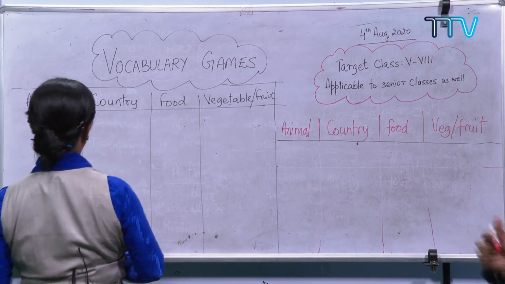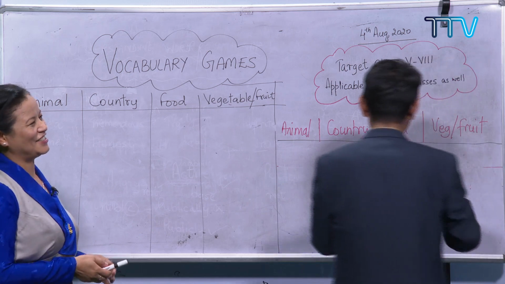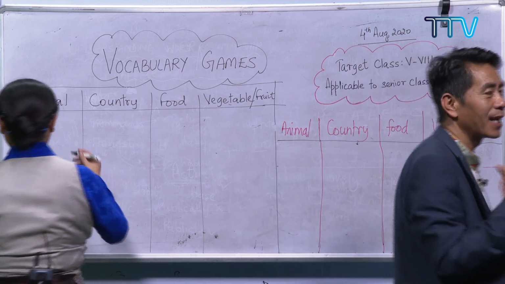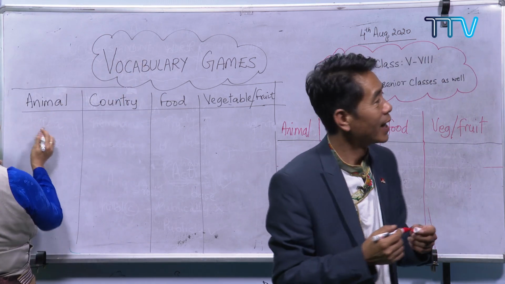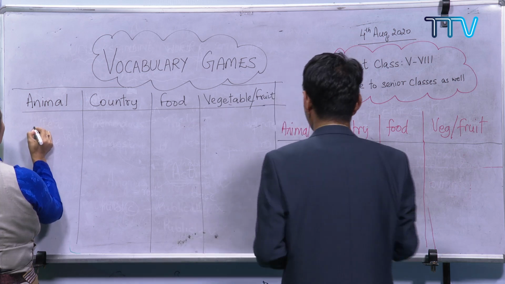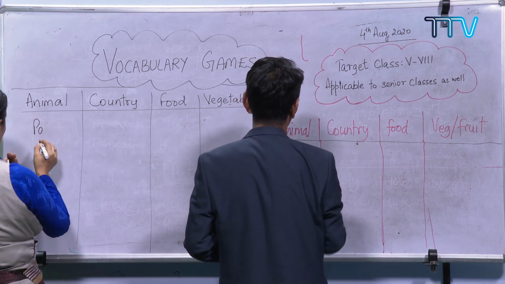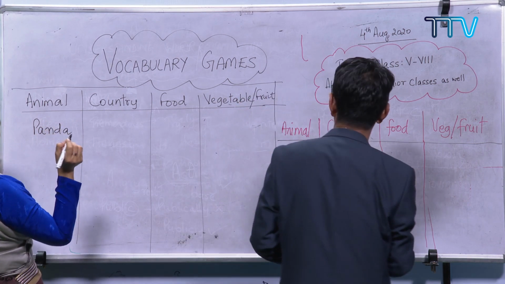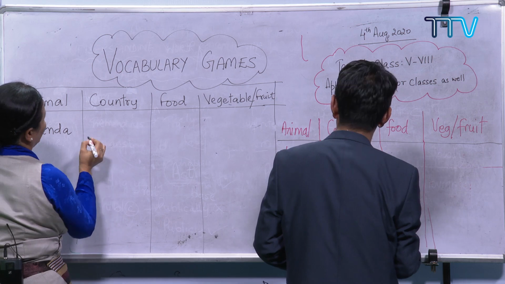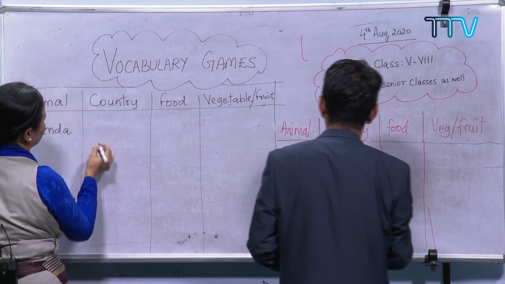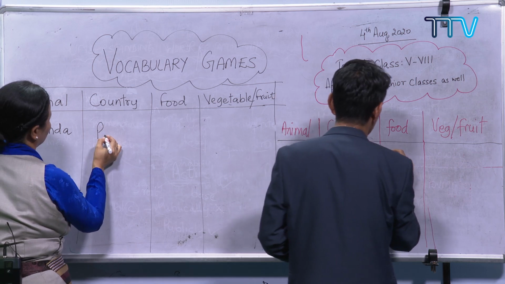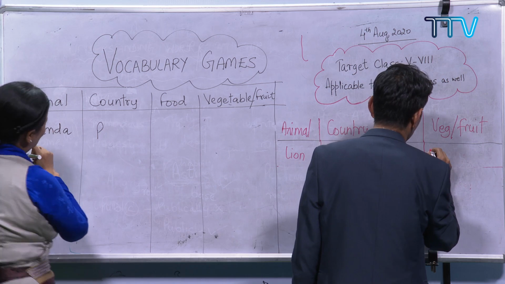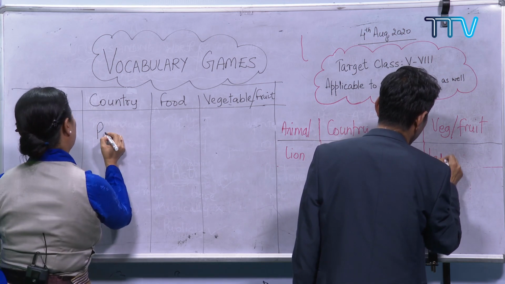Now can we have the letters, please? Chutubla: P. And L. So animal, country, food, and vegetable or fruit. My letter is L, and P for you.